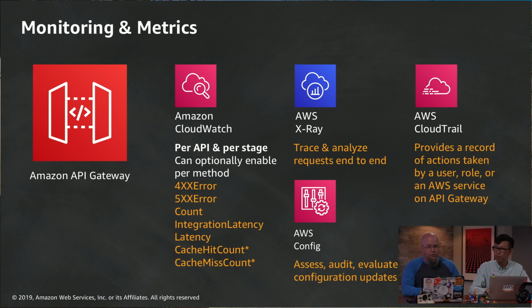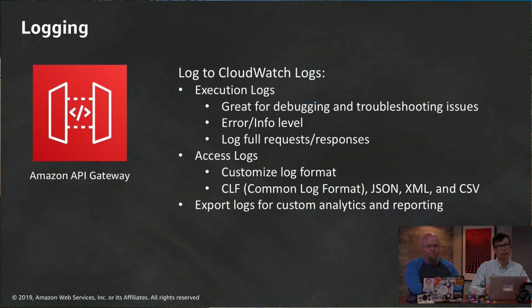So, very cool. All right, so metrics and monitoring. What about logging? Very similarly, we integrate with CloudWatch Logs to offer logging. We offer two types. Execution logs are really great for debugging and troubleshooting issues. You can specify what logging level you want, whether that's error or info, and you can also opt in for full request and response. Because this logs all the requests coming in and out, it can get quite big, so I would suggest keeping an eye on the storage size it might be taking up.